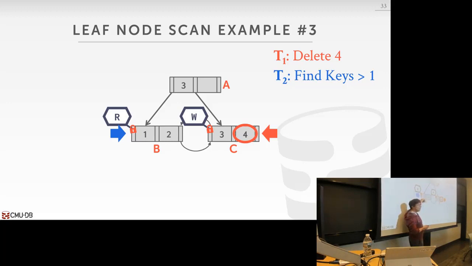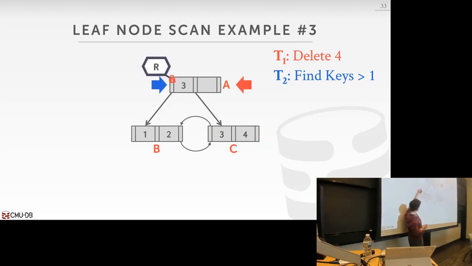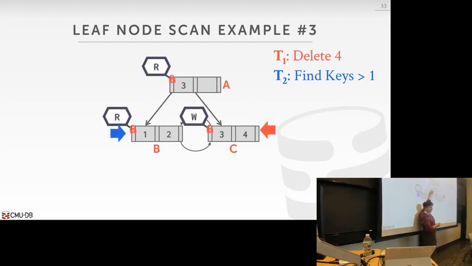Well, no. Say the blue thread starts first, it gets the read latch, comes down here and gets the read latch that it wants on B. Then T1 starts, gets the write latch on A, and then gets the write latch on this. So it doesn't know. You don't know this. It can come in any order.